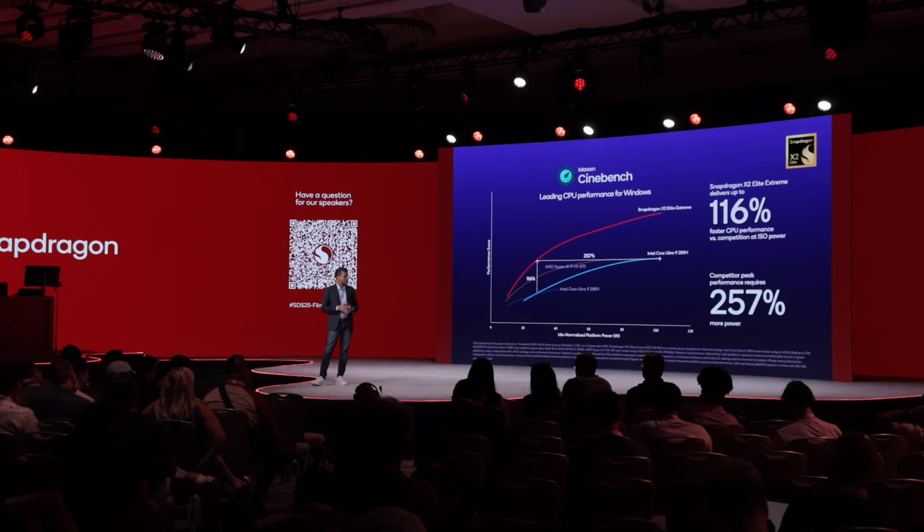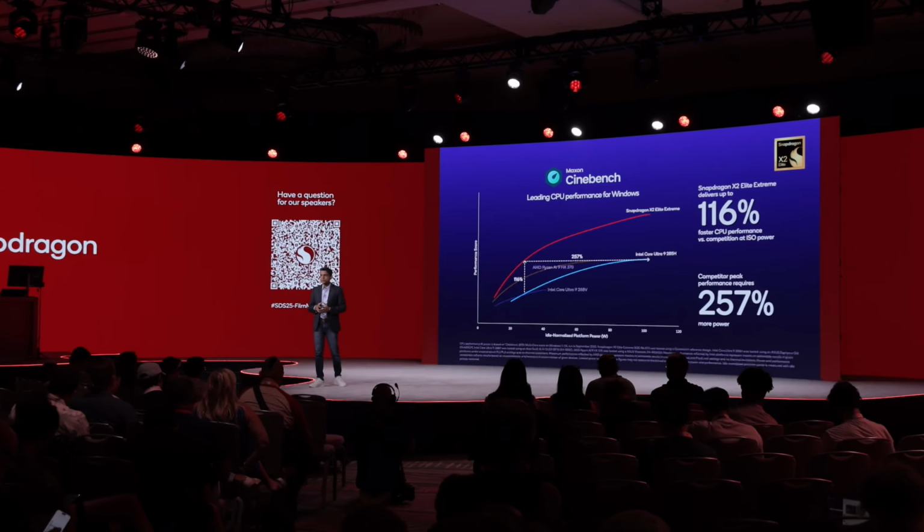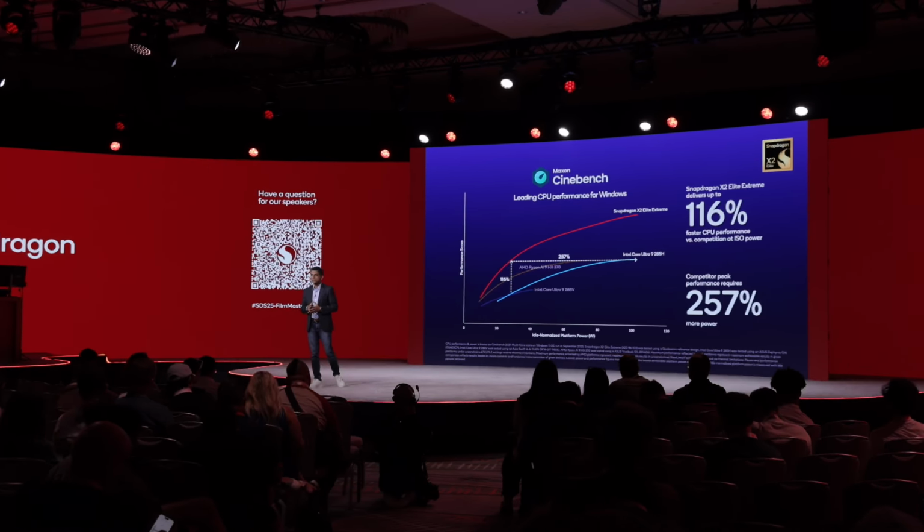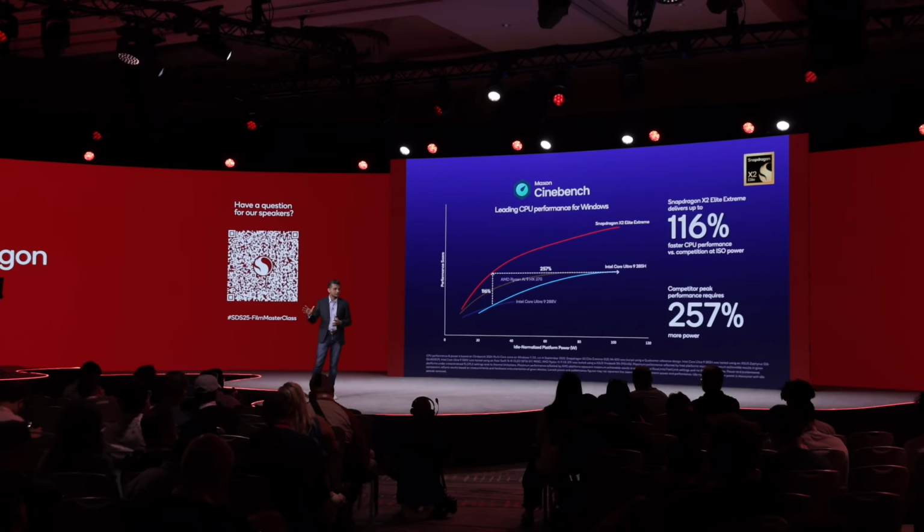Also, Snapdragon X2 Elite uses far less power. As you can see here, competition requires 257% more power for the same performance, 257%.